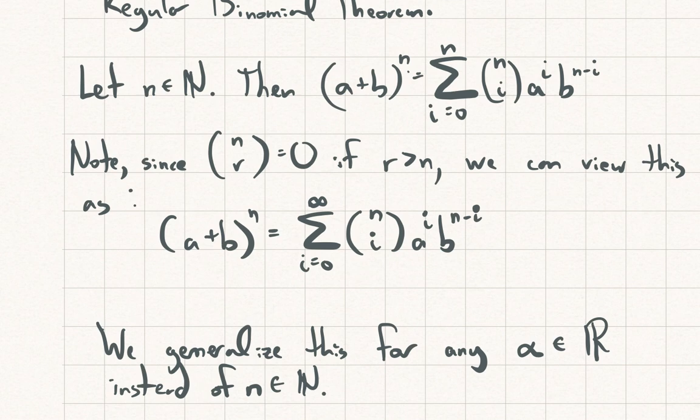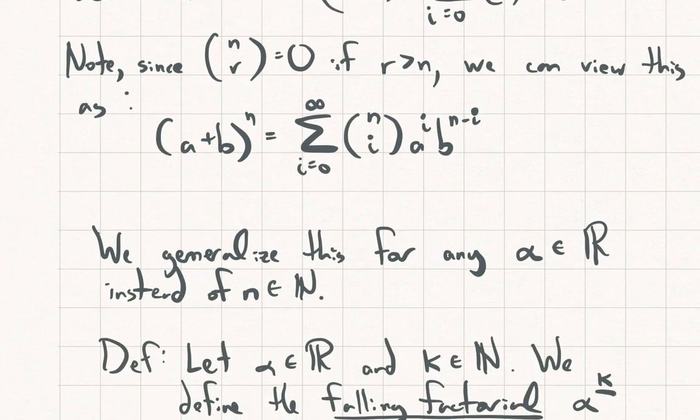And the whole idea is we're going to generalize the binomial theorem. Instead of having a natural number here, we're going to generalize this so you can put whatever real number you like here. So that's what's going to go down. So rather than n, which is a natural number, we're going to let it be alpha, whatever real number we like. Okay, so to get there, we need a little bit of notation.